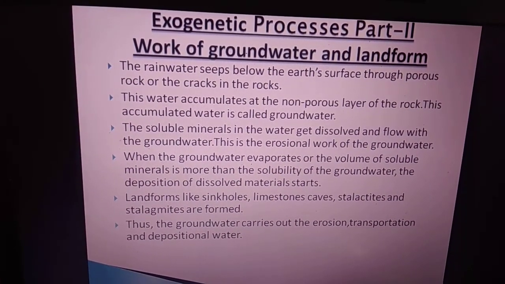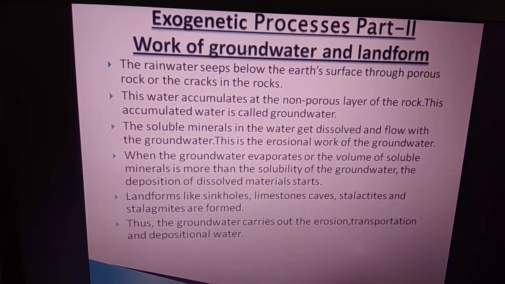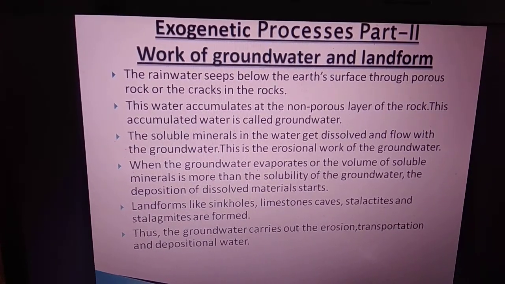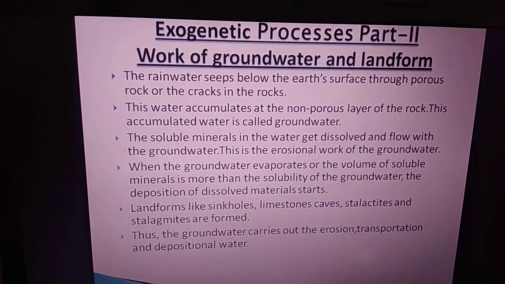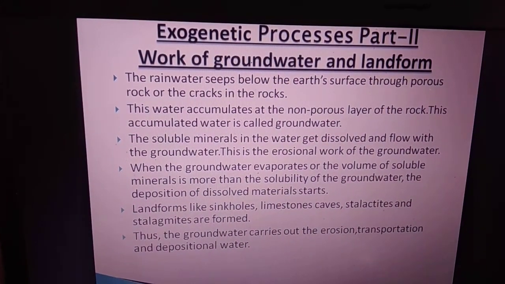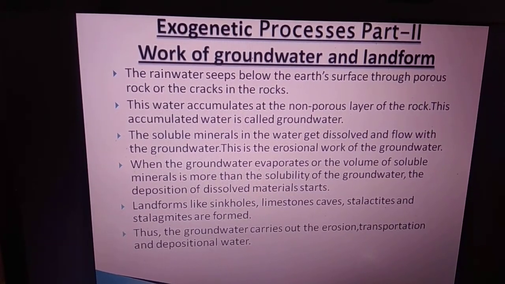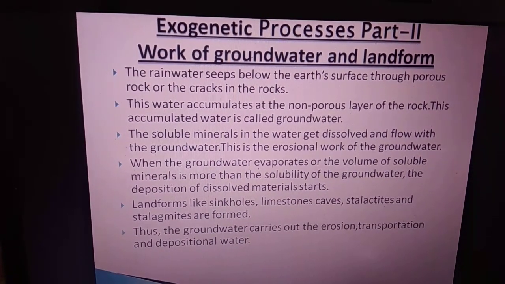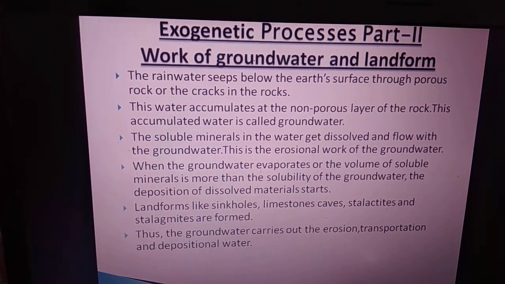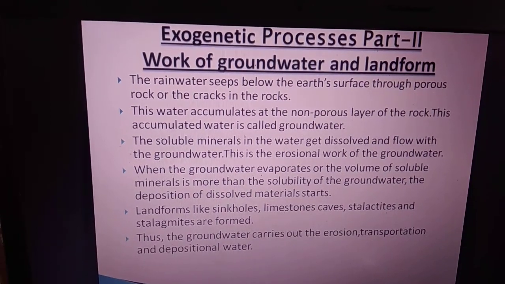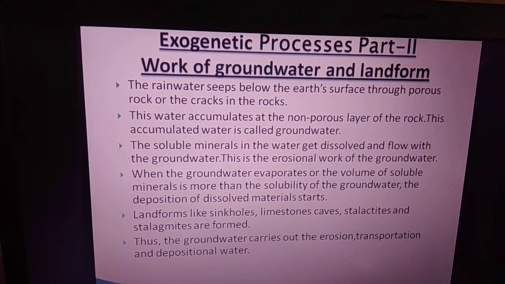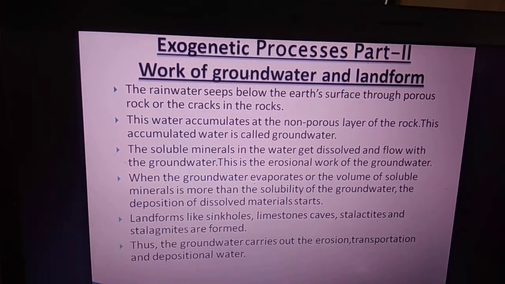The fourth point, when the groundwater evaporates or the volume of soluble mineral is more than the solubility of the groundwater, the deposition of dissolved material starts. Fifth point, landforms like sinkholes, limestone caves, stalactites and stalagmites are formed. Sixth point, the groundwater carries out erosion, transportation and depositional work.